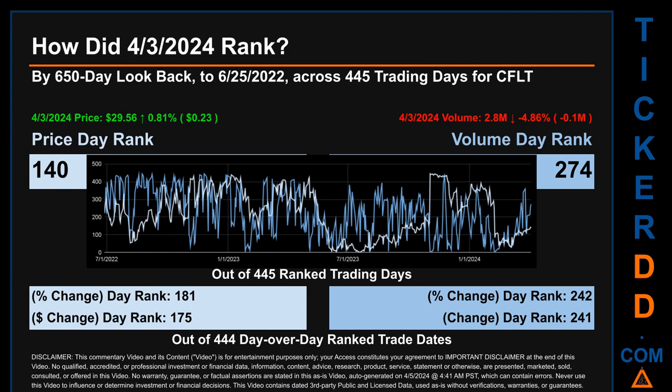The price's day-over-day percentage change, jumping 0.81% on the 3rd of April 2024, had a day rank of 181 while its dollar difference of 23 cents had a rank of 175 when compared day over day across 444 trading days. Volume's percentage change and difference were ranked respectively at 242 and 241.